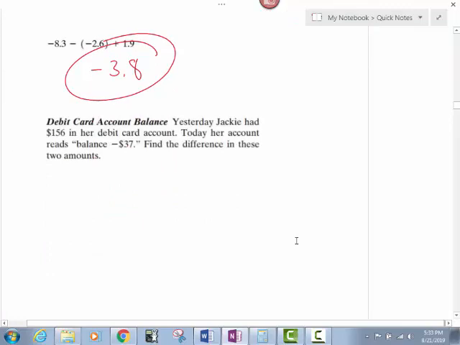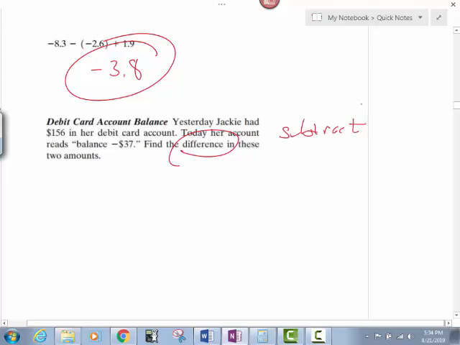So the next problem here says debit card account balance. Yesterday, Jackie had $156 on her debit card account. Today, her card reads balance negative 37. Find the difference in these two amounts. Okay, so it's asking me to find the difference. Difference means that we are going to subtract, okay?